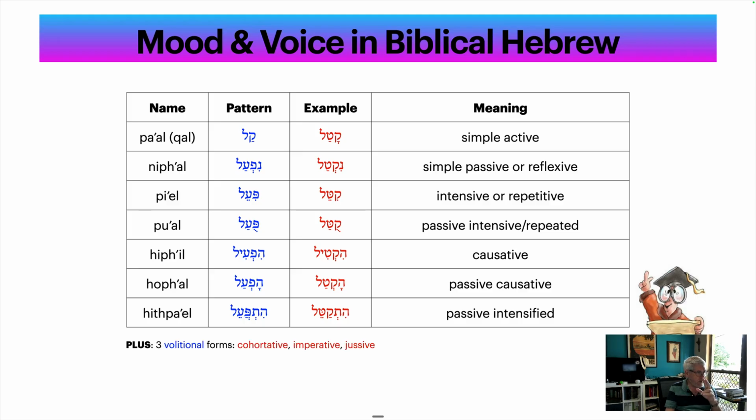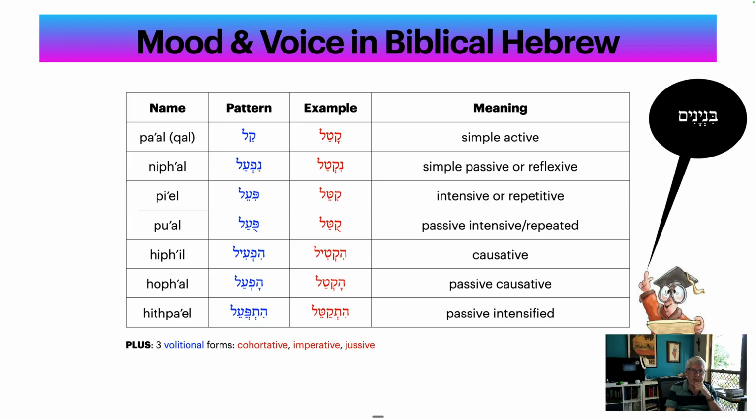Now we'll come in a moment. We'll just briefly note that Hebrew also has three other forms which are to do with expressing a wish, in other words, a volition: cohortative, imperative, and jussive. And we'll notice we've already seen imperative in English, and we'll see imperative in Greek. But before we go there, let's just have another look at the binyanim.